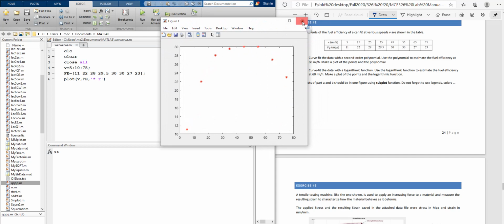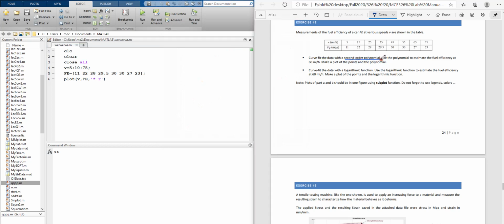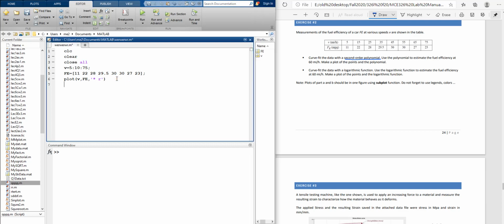Okay, so we want to curve fit the data using a second order polynomial. Say SO, second order polynomial, equals polyfit. I want to fit the data. Which data? The data in the x axis is V, in the y axis it is FE. Which order? Second order. Now when you write like this, I don't want to see the results yet. Now let me show you.